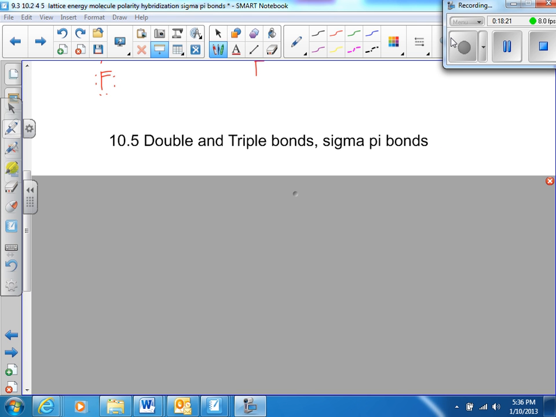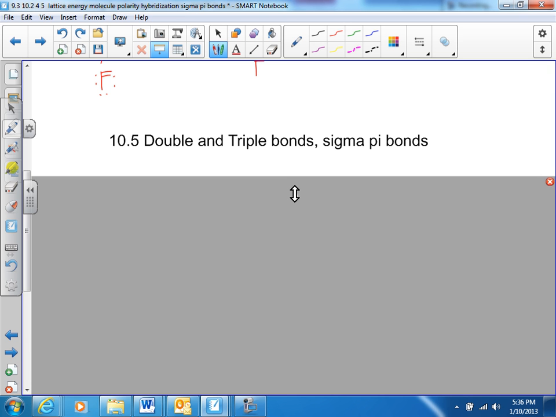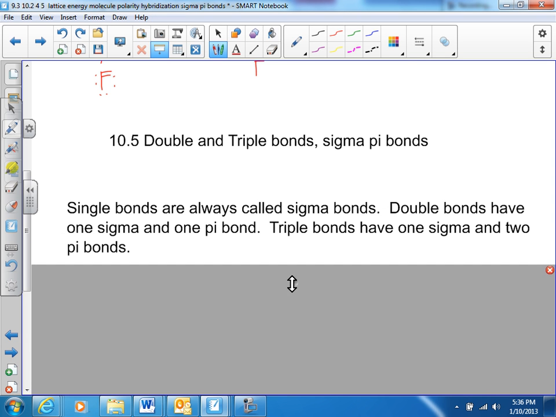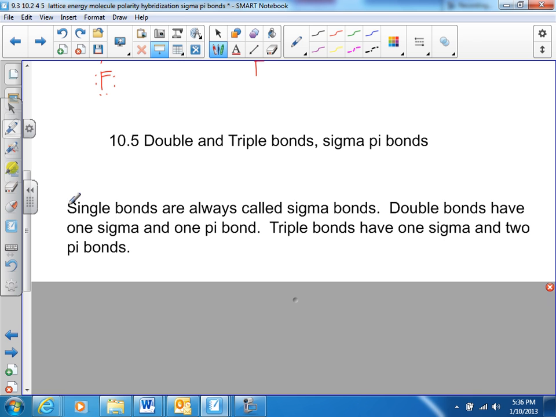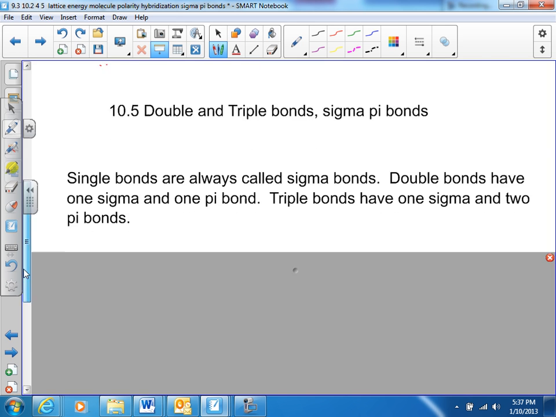So the next thing that we're going to learn about are double and triple bonds and something called a sigma and a pi bond. It's very easy. Single bonds are always sigma bonds. Every single bond is a sigma. And it's just a name for a bond. A double bond has a sigma and a pi bond. So anytime you see a double bond, 2 bonds, one of them is a sigma, one's a pi. Anytime you see a triple bond, you have 1 sigma, 2 pi's.